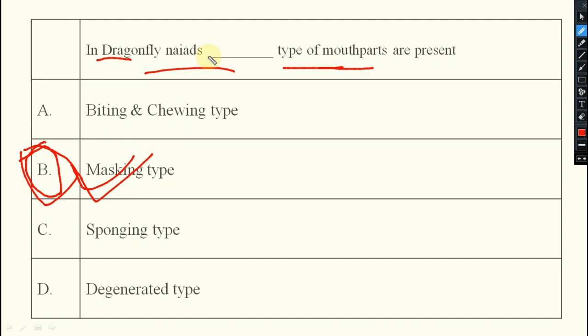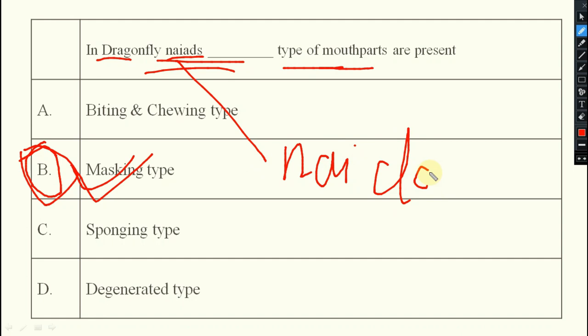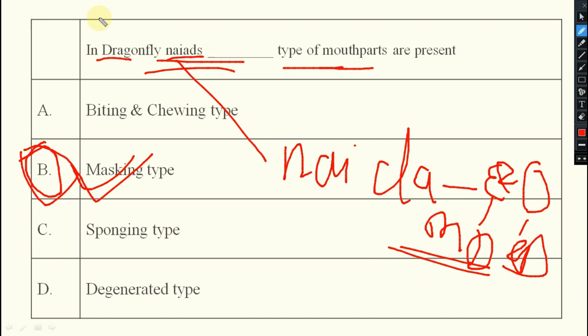So here the question may be, what is a nymph? Nymph is the immature stage of the orders Ephemeroptera and Odonata. That means mayfly, dragonfly and damselfly. Their immature stage is known as nymphs.